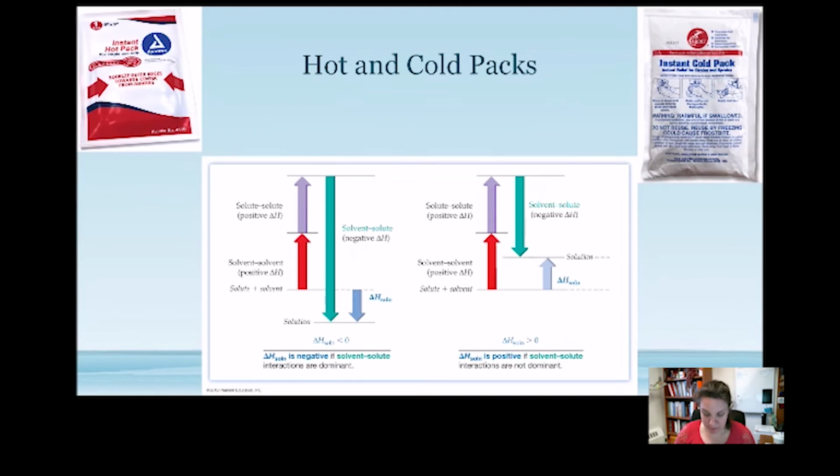So in the case of a delta H of solution that is negative, our solvent-solute interactions are dominant. If it is positive, our solvent-solute interactions are not dominant. It's going to be solute-solute or solvent-solvent.